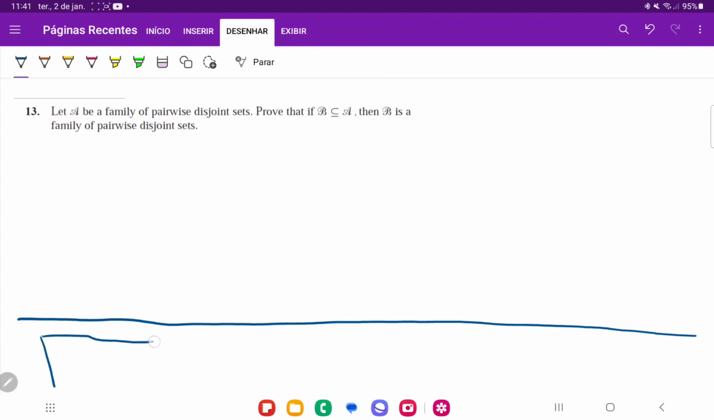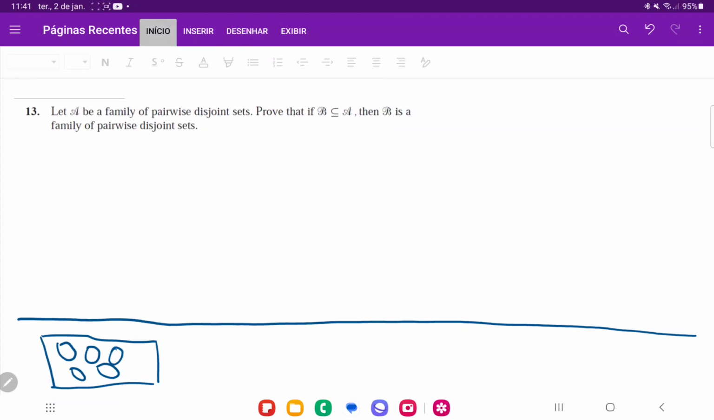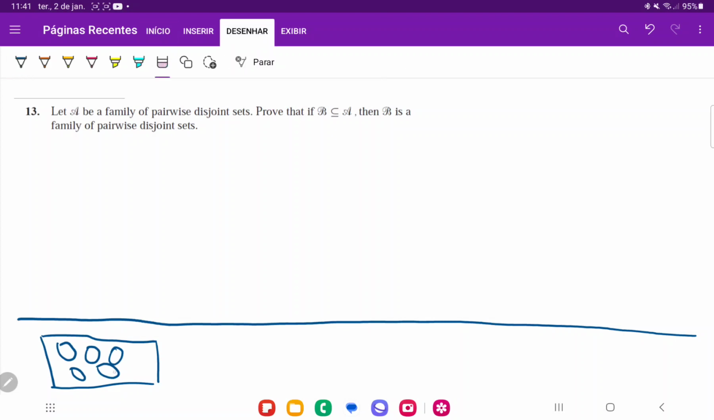And pairwise disjoint works like this. Suppose this is the universe, and then we're representing sets within a family. We can see that none of these sets have anything in common, right? So it goes beyond the intersection being empty, because if, for example, these two intersected right here, the intersection of the entire family would still be empty, right? Because there's no value that is common to every single set within that family.